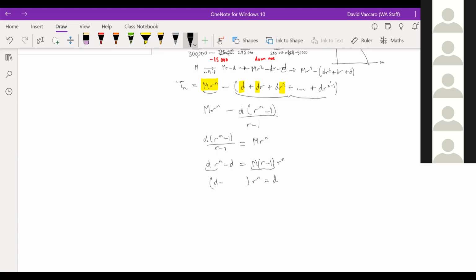D minus, we get M plus D minus Rm is equal to D, and then we get Rn equals D over D minus Rm plus M, which is the same as D over D minus Rm minus M. Okay.